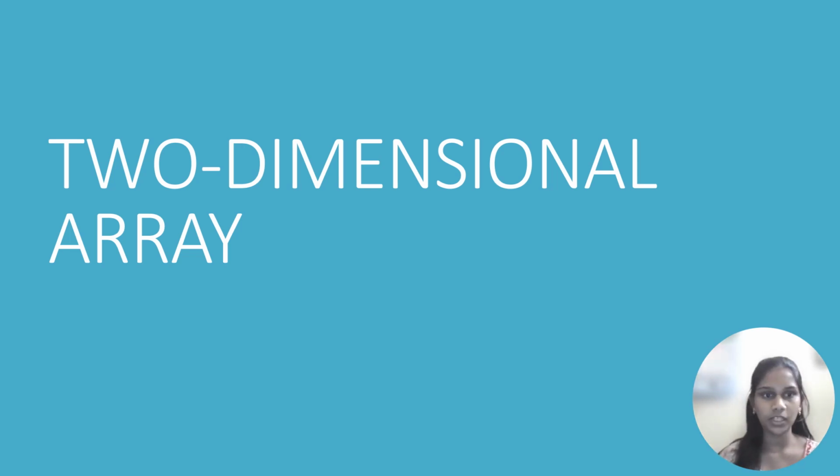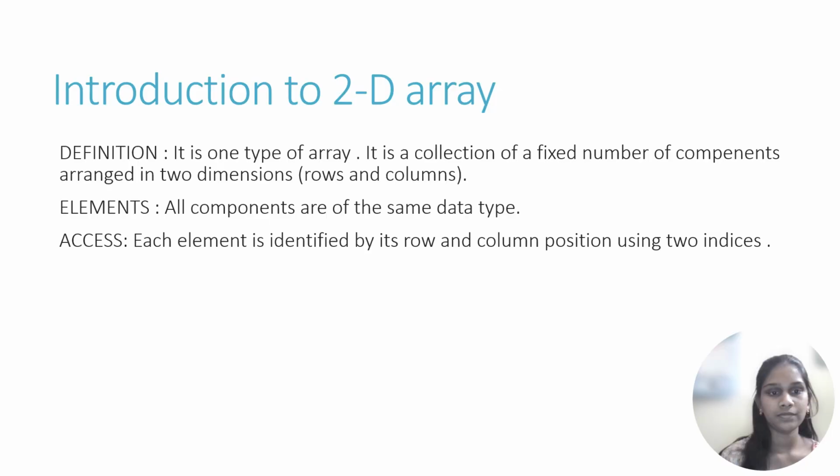Now I am going to explain two-dimensional array. Introduction to two-dimensional array. Definition. It is one type of array and it is a collection of a fixed number of components arranged in two dimensions, i.e. rows and columns. Elements. Here all components are of the same data type. Access. In this, each element is identified by its row and column position using two indices.